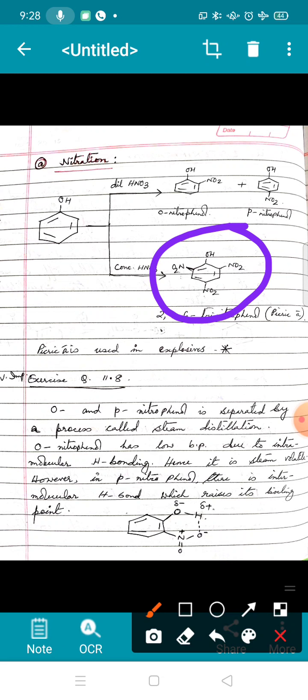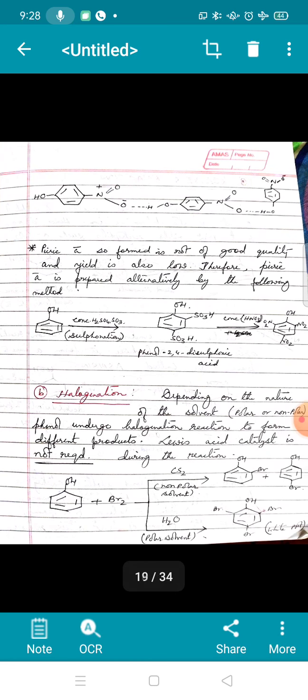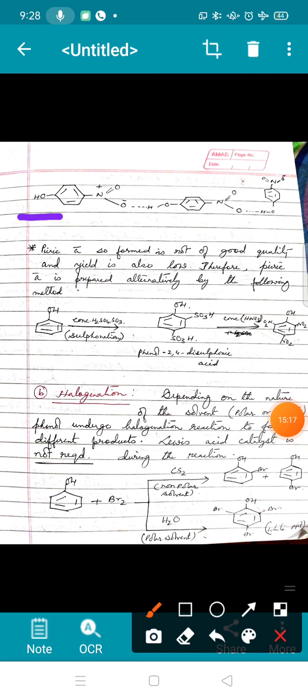Now there is an exercise question. How do you separate this mixture, ortho and paranitrophenol? So you can see here in orthonitrophenol, the phenolic group and the nitro group being in the adjacent position, they form intramolecular hydrogen bonding and they exist as discrete molecules. Whereas if you take para-nitrophenol, the OH group and the NO2 group being very far from each other, they cannot undergo intramolecular hydrogen bonding, rather they undergo intermolecular hydrogen bonding.